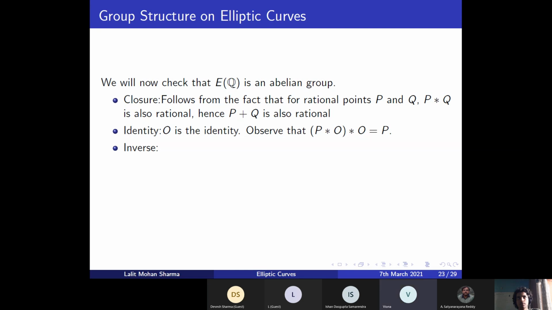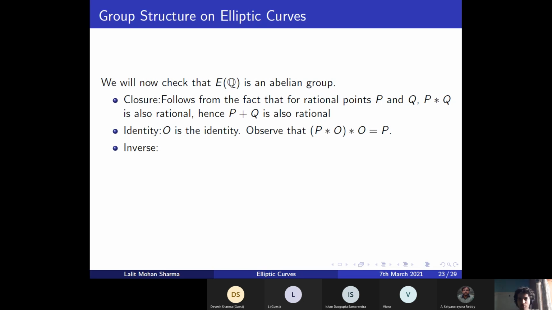It won't intersect, maybe. We talked about how the reflection and that point would intersect at the point at infinity, which is defined as O. Okay, then it's O. So we'll just refer to the reflection as minus P. So P star minus P is O.